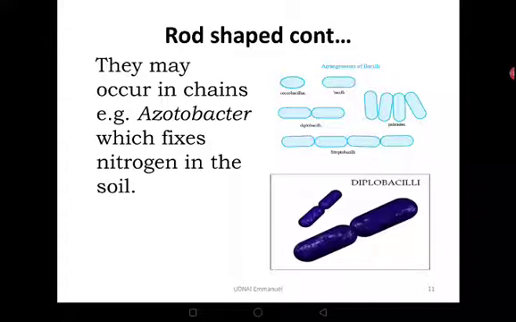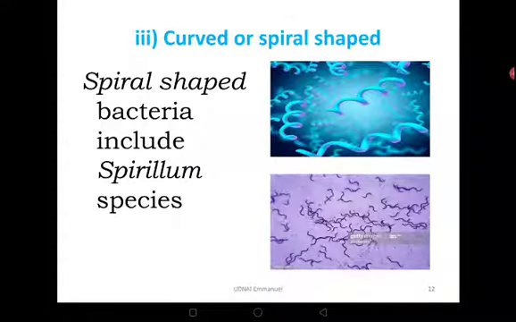If they are in twos, diplobacilli. If they are in chains, streptobacilli. So I hope you can now also identify the bacilli, the rod-shaped bacteria. An example there is the Azotobacter. You remember this one in the nitrogen cycle? Yes, it plays a role of fixing nitrogen to the soil, the nitrification process.